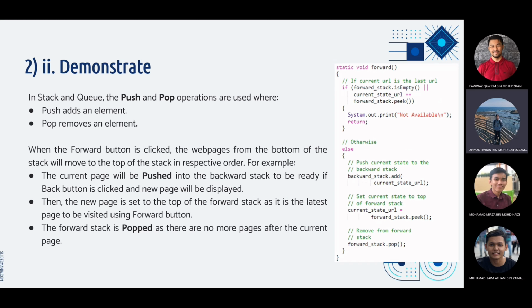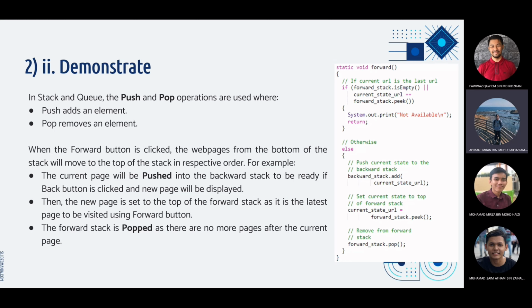In stack and queue, the push and pop operations are used, where push adds an element into the stack and pop removes an element. When the forward button is clicked, the web pages from the bottom of the stack will move to the top of the stack in respective order. For example, the current page will be pushed into the backward stack to be ready if the back button is clicked and a new page will be displayed.